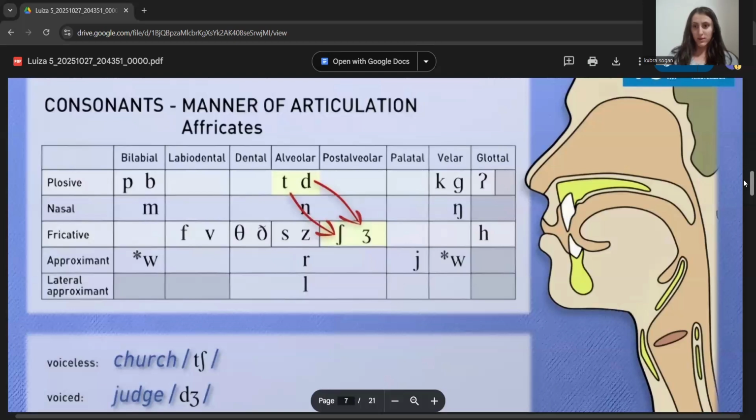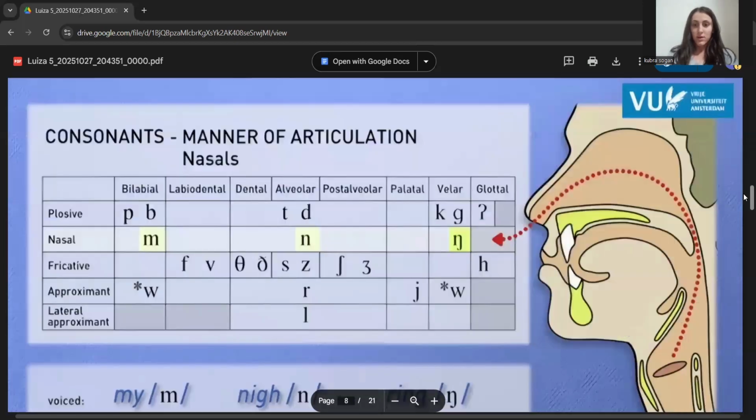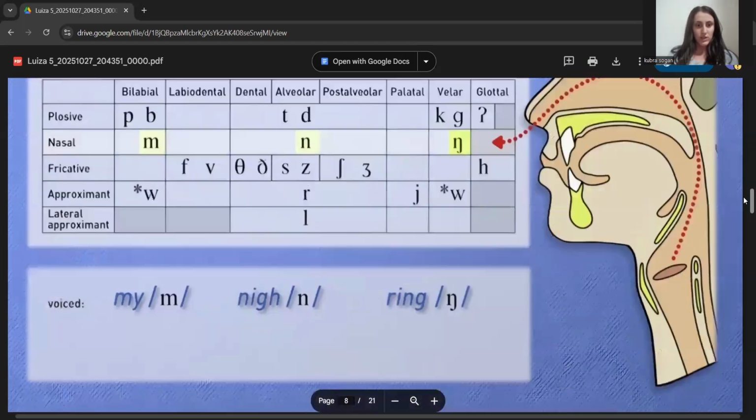And nasal consonants. We produce nasal sounds by releasing air through our nasal cavity. Meanwhile, we close off our oral cavity, either with our two lips, as you see here, m in my, or at the alveolar ridge, n in nigh, or at the velum, n in ring. All of the nasals are voiced.